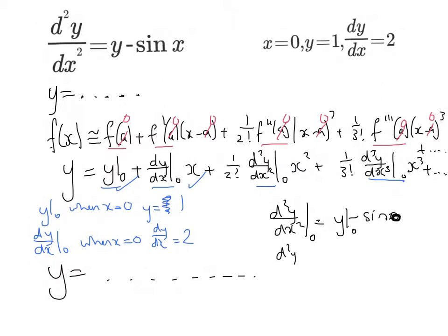So, d squared y by dx squared at the point naught must just be y at the point naught, which is, because sine of naught is naught, and we know that y at the point naught is 1. So I've done. It's 1. That's that one done as well.